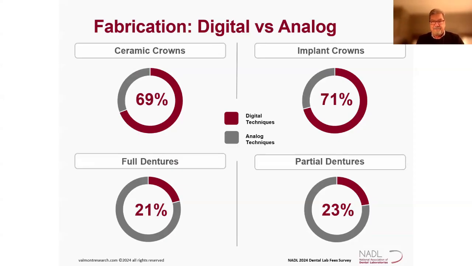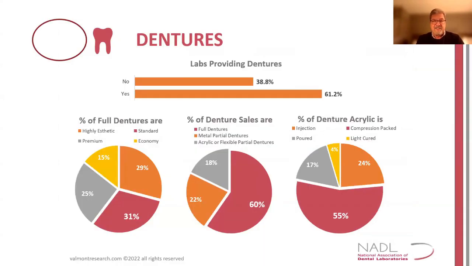digital versus analog. But if you look at the processing, as far as the aesthetics and the number of denture sales, most of them are still done analog. And highly aesthetic dentures, about 29% in the industry. And full dentures are about 60%. And the majority of denture acrylic processing is still being done by press pack or compression pack, and it's about 55%. So we're still in the analog world, but we're getting over to the digital world slowly.